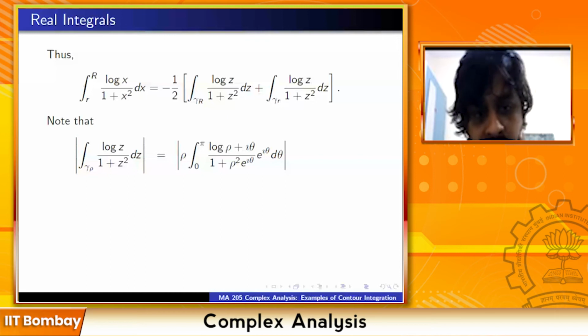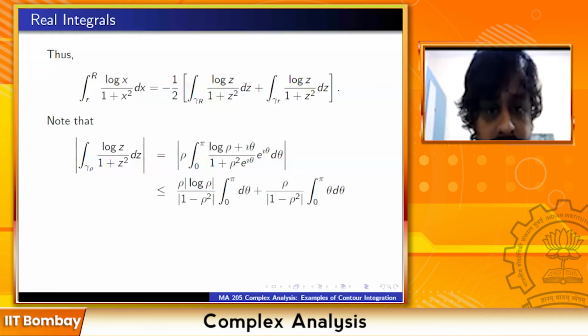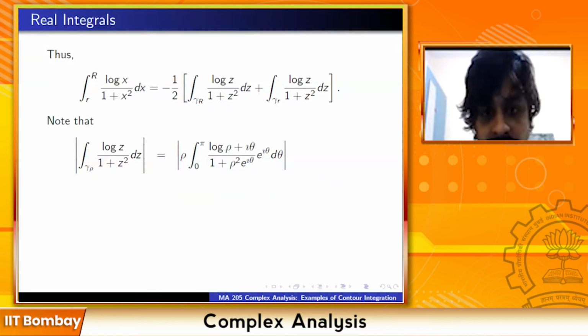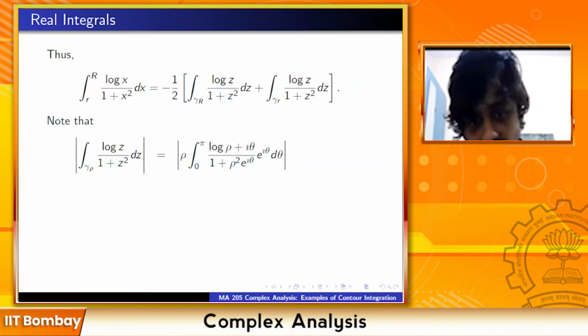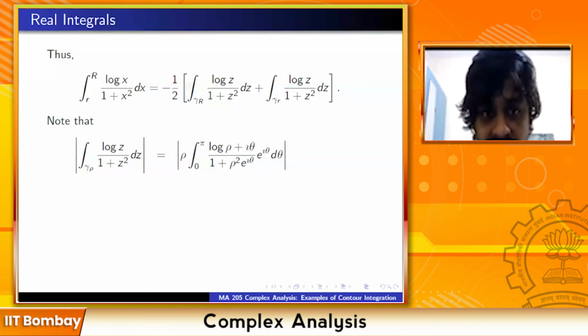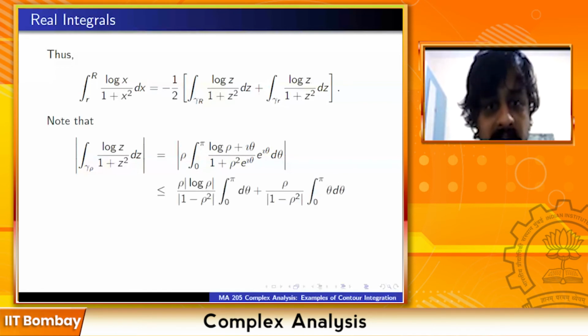I'm wondering whether I've got something wrong. Okay, let's see. There should be an e raised to 2i theta, I think. Anyway, that's probably not going to matter. You will see. So that is less than or equal to rho times, breaking it up into a sum of two integrals, rho times the modulus of log rho upon 1 minus rho square.